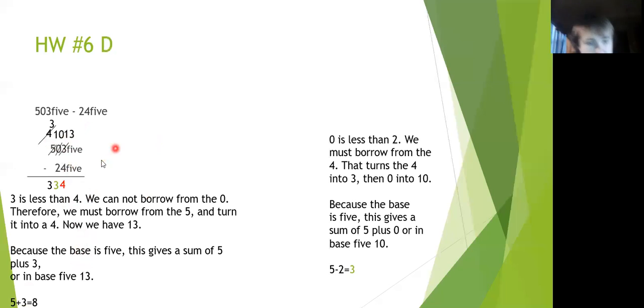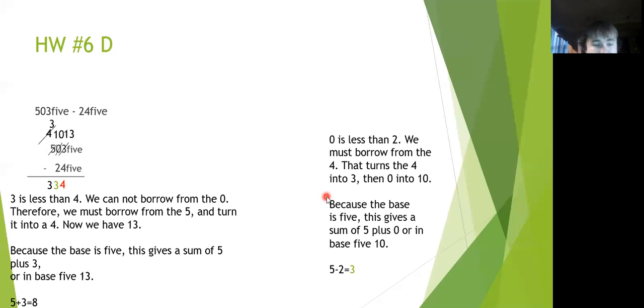Now we need to do our next value over. 0 is less than 2. We can't do that. We got to borrow. This won't be a 4 that we borrow this time. We scratch it, and it's going to be a 3. So that's going to make that 0 a 10. And since we must borrow from the 4, that turns a 4 into 3. Then 0 turns into 10.